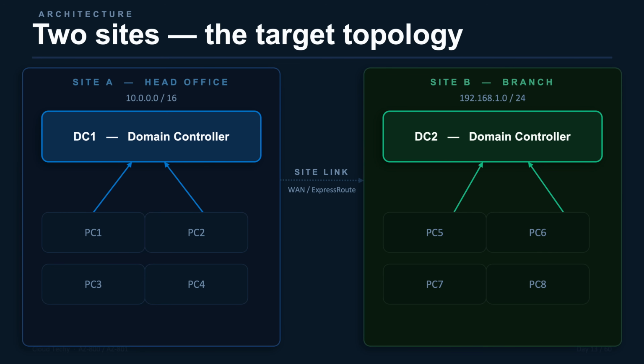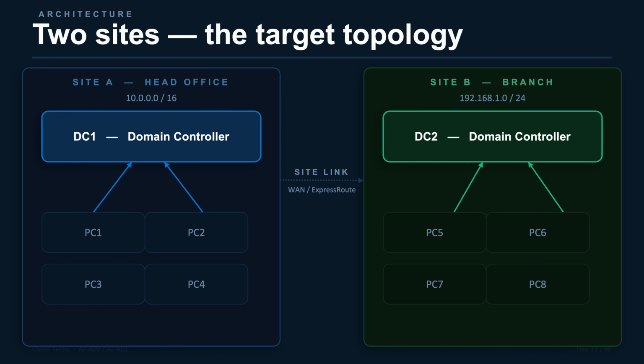On the right, site B is the branch office. The subnet 192.168.1.0/24 is mapped here. DC2 has been moved into the site. Branch clients authenticate against DC2. They never cross the WAN link just to log in.